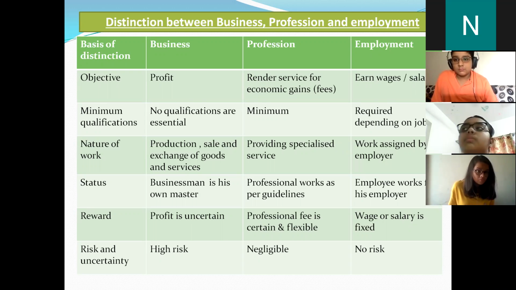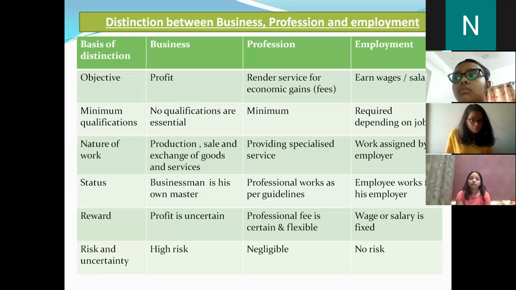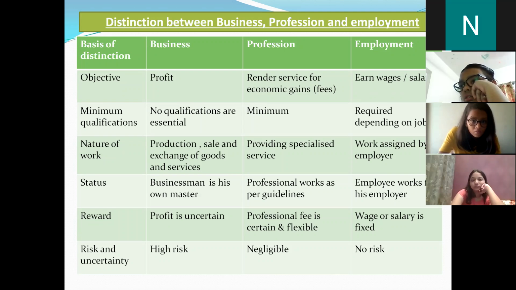All right. Next we have is nature of work. What kind of work do we do in these types of activities? In case of business, we are involved in production, sales, and exchange of goods and services. In case of profession, we are providing specialized service. For example, for a doctor, specialized services means serving the patients, treating the patients. In case of a lawyer, giving legal advice to his clients. So this is the nature of work of a profession. In case of employment, the work is assigned by the employer. The employee has to work according to what the employer says.